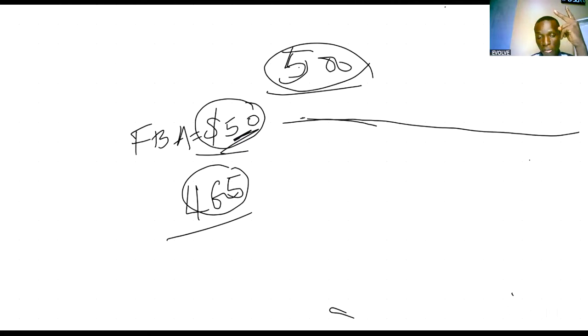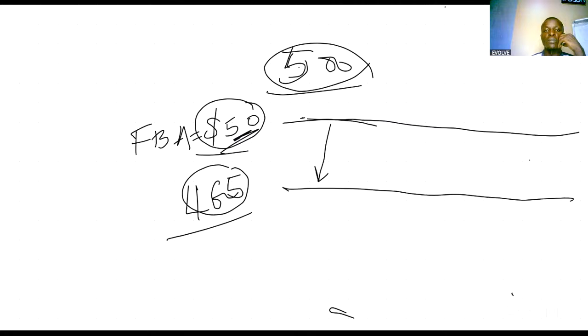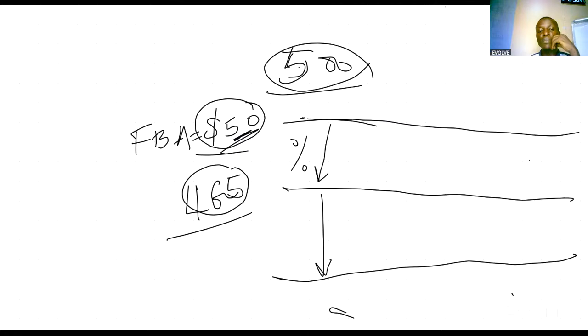Number 2, use big drops. So the difference between the percentage from the first position to the next position should be big. Are we together? Maybe negative 15. And here you put negative 20.